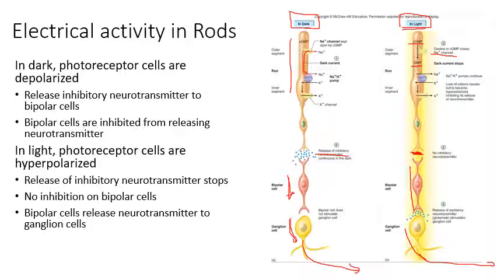So in dark, photoreceptors are depolarized. In light, photoreceptors are hyperpolarized. What the difference is, is the neurotransmitter. We saw with the other sensory cells that when these cells got activated, they sent excitatory neurotransmitter. In this case, the photoreceptors are sending inhibitory neurotransmitter when the stimulus is not there. When the stimulus is there in the form of light, we stop the release of inhibitory neurotransmitter.